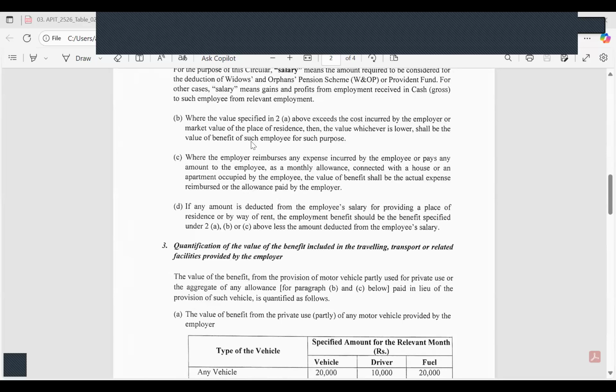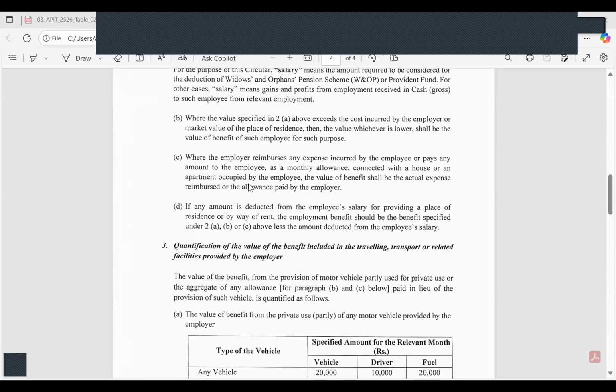Then C, where the employer reimburses any expense incurred by the employee or pays any amount to the employee as a monthly allowance connected with the house or an apartment occupied by the employee, the value of benefit shall be the actual expense reimbursed or the allowance paid by the employer. So this is the second scenario.